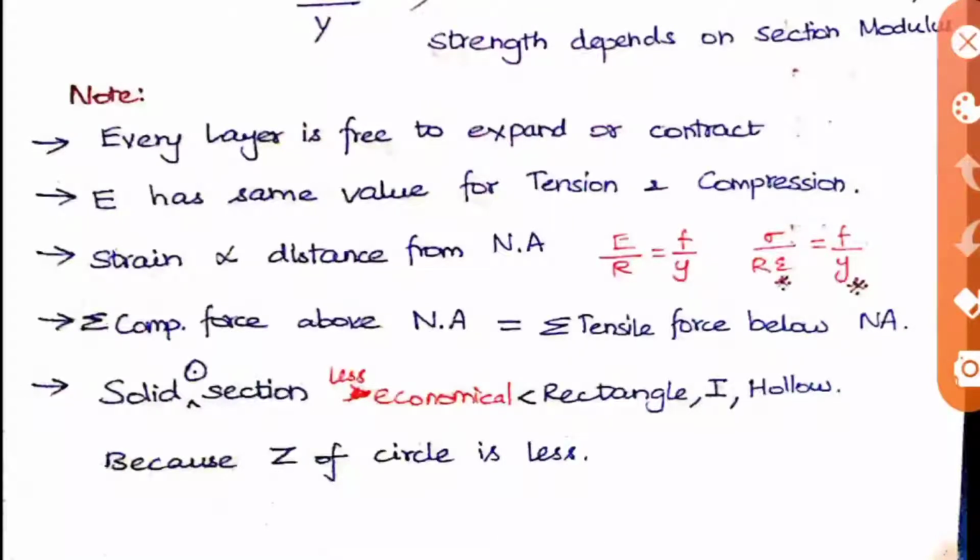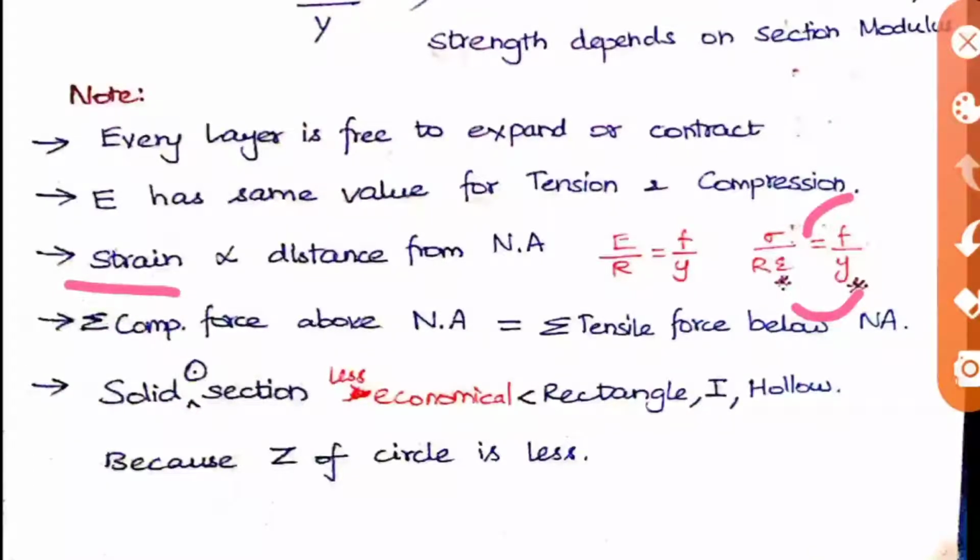E by R is equal to F by Y, no? So E can be expanded as stress by strain. That is why sigma by E is written here, and it clearly shows that the strain is directly proportional to Y. So the strain is proportional to the distance from the neutral axis. And then the summation of the compressive force above the neutral axis will be equal to the summation of the tensile force below the neutral axis.